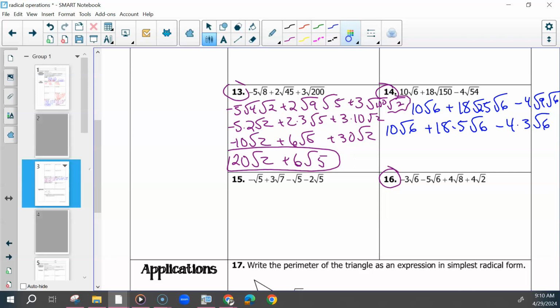18 times 5 would give us 90. 90 root 6 minus 12 root 6. These all have the same radicand, so you can combine them all. 10 plus 90 minus 12 would give us what as our final answer? 88 root 6.